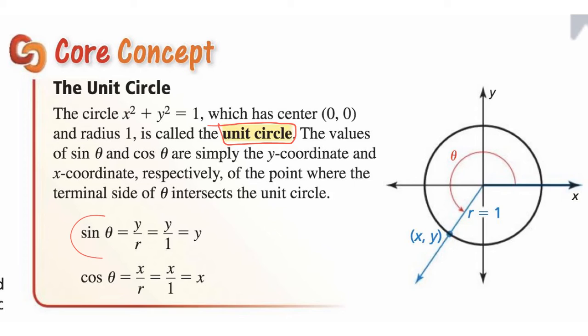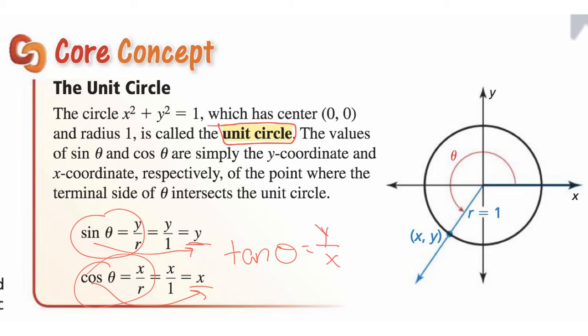all of our ratios are over r, which r is just 1. So sine is equivalent to the y value and cosine is equivalent to the x value within the unit circle. And tangent is still y over x. Go ahead and write those 3 things down.